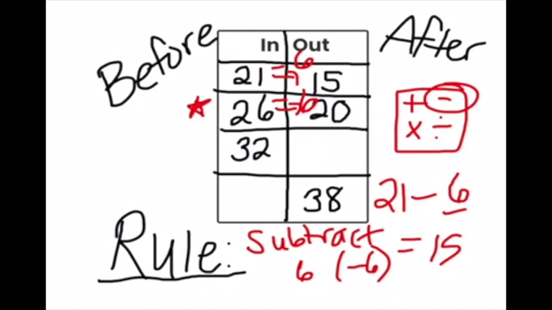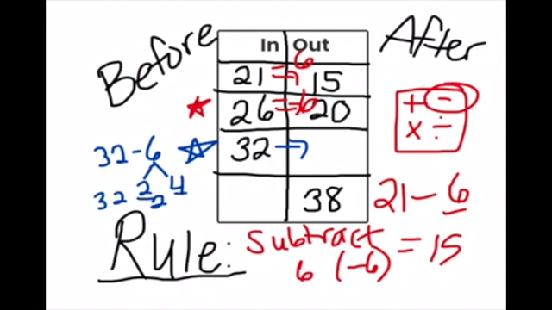So let's look at 32. And we know that to get the output, we have to subtract 6. 32 minus 6. So 32 minus 2 would be, of course, our 10, which is 30, right? And then we have 30 minus 4, and that gets us to 26. All right, so 26 goes in the output for there.